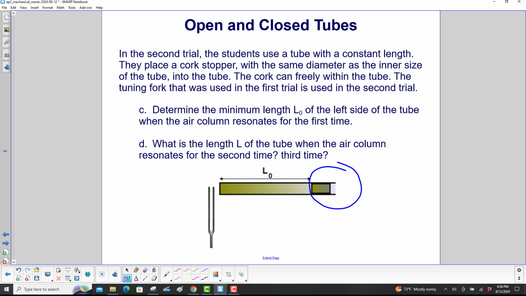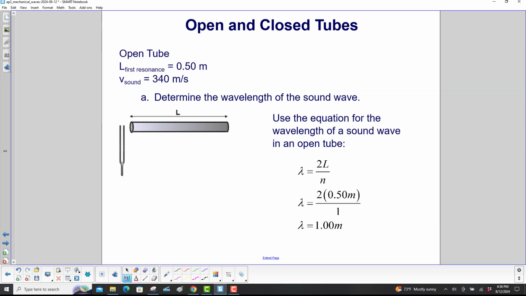C. Determine the minimum length L0 of the left side of the tube when the air column resonates for the first time. D. What is the length L of the tube when the air column resonates for the second time? The third time.